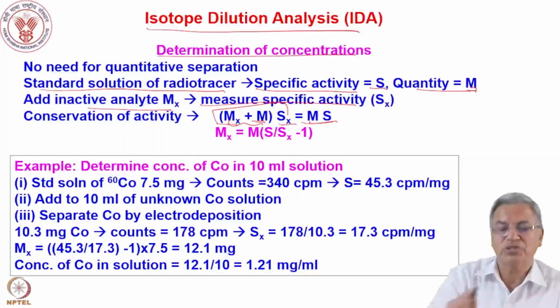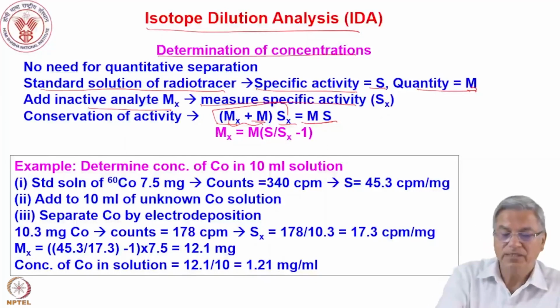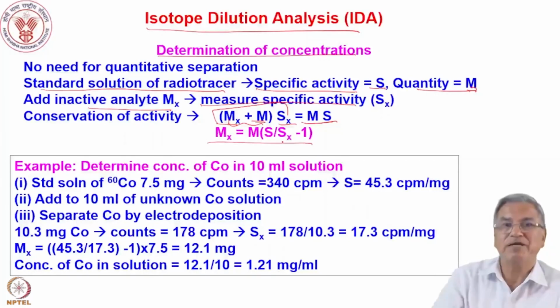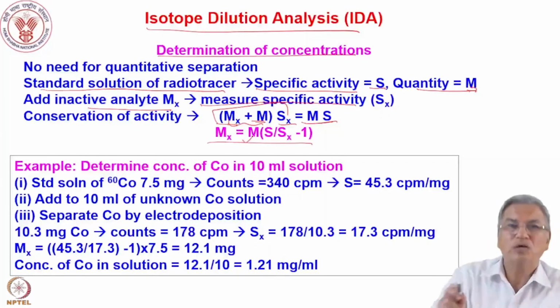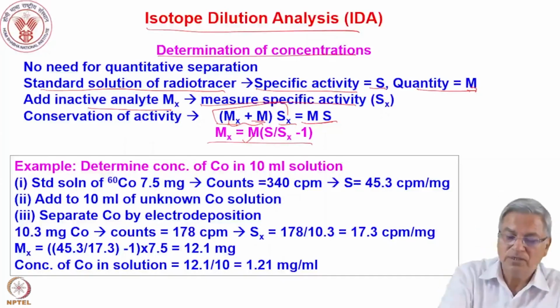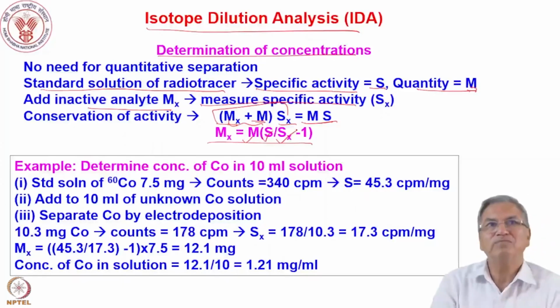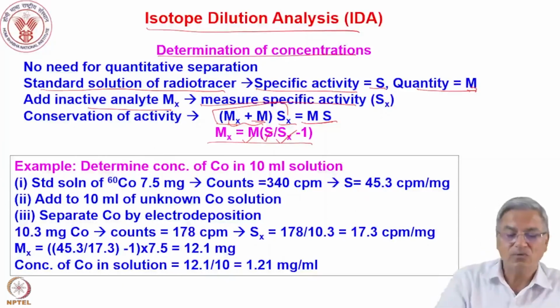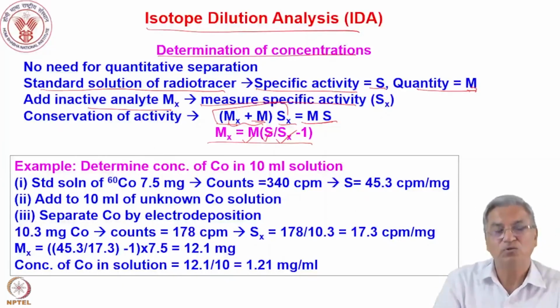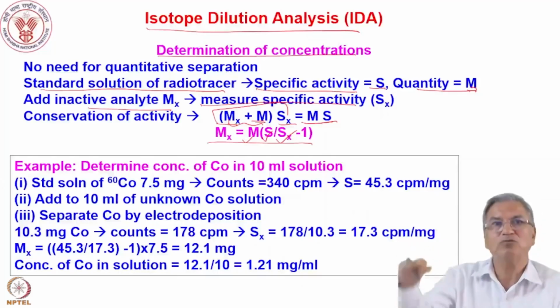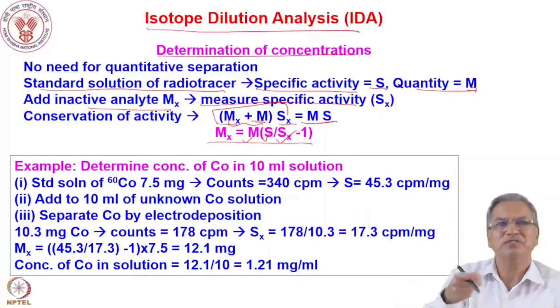So this total activity, specific activity times the amount, is the same as the initial activity. So from this equation, conservation of the total activity, you can find out Mx equal to M into (S by Sx minus 1). M is known, what was the initial amount of standard solution, S is the specific activity of the standard solution, Sx is the specific activity after mixing the two, and you can find out the concentration in the unknown solution. That is what is called isotope dilution. By what factor the specific activity got diluted tells you the concentration.